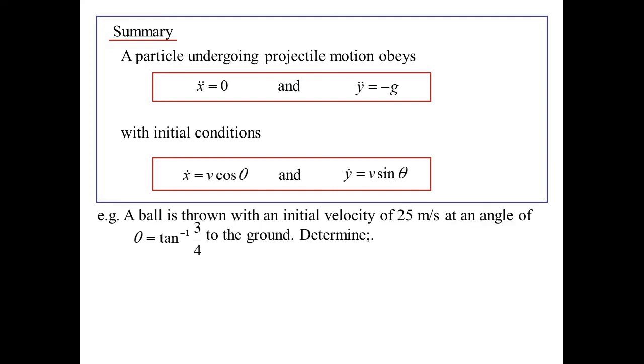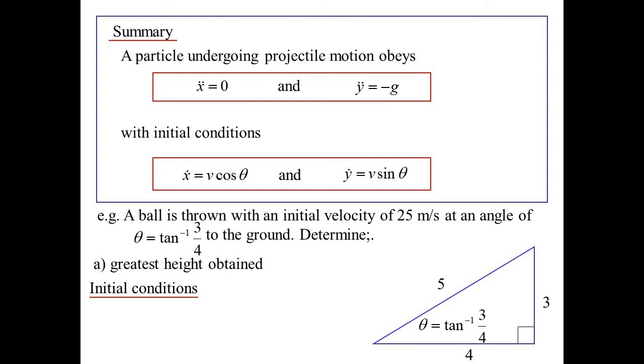So here's a simple little example. We're going to throw a ball at an angle of whatever the inverse tan of 3/4 is, with a velocity of 25 meters per second. We want to find the greatest height. So one of those common questions I was talking about. Well, in order to do that, I'm going to have to find the equations.